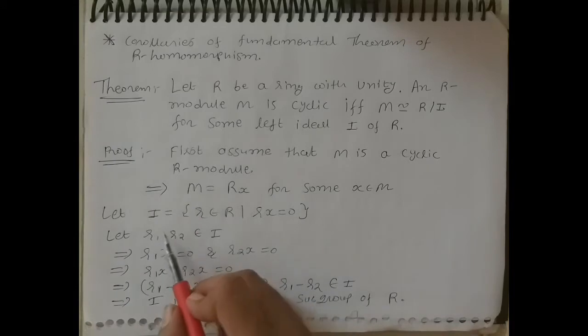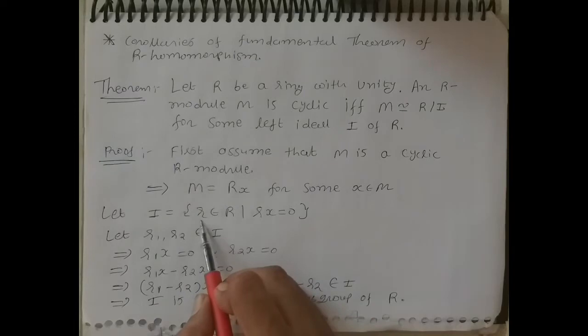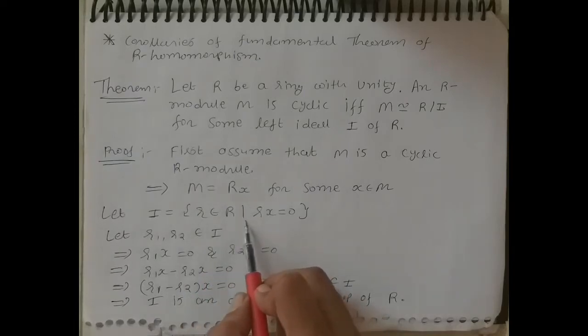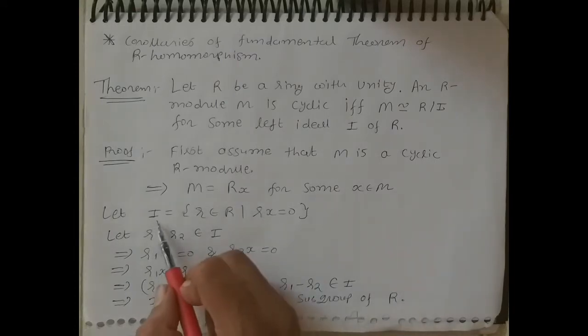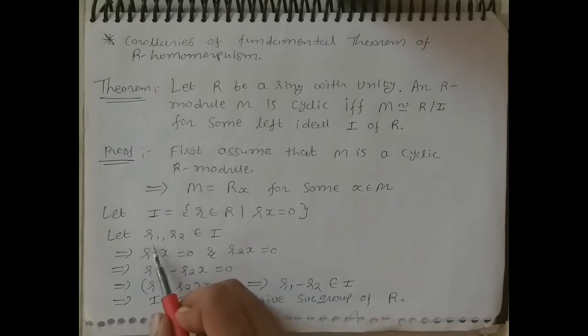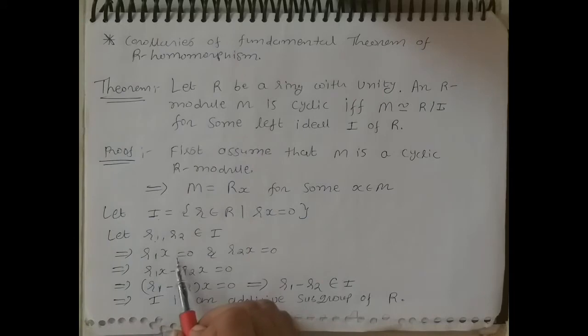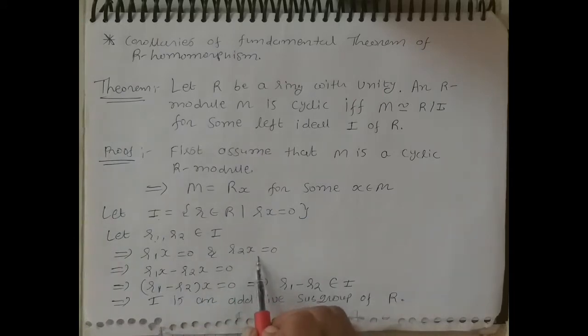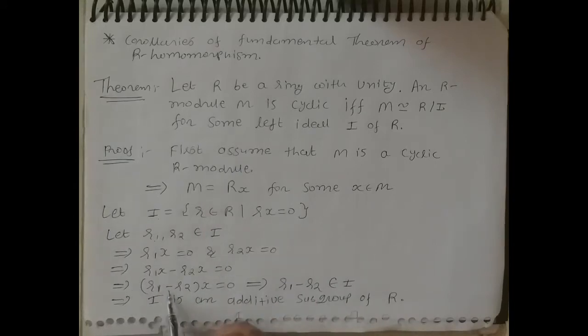So let I be equal to the set of elements r belongs to ring R such that rx is equal to 0. So we construct this I. Now let us consider two elements r1 and r2 belongs to I. This implies that r1x is equal to 0 and r2x is equal to 0. This implies that r1x minus r2x is equal to 0. So (r1 minus r2)x is equal to 0. This implies that r1 minus r2 belongs to I.